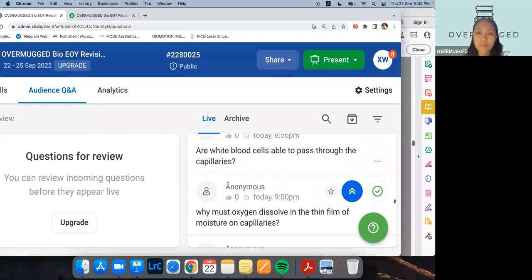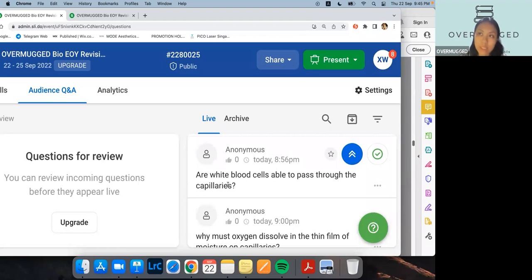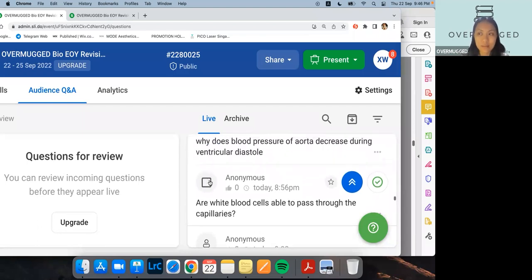Good question. Are white blood cells able to pass through capillaries? No. White blood cells, protein, or blood cells in general. Red blood cells, white blood cells, and protein are too large to pass through capillaries or anything that is partially permeable. So they won't pass through the capillaries, unless there's a special occasion where there is a special transport protein, then they can be transported through. If you are talking about general diffusion, they are too large to pass through.